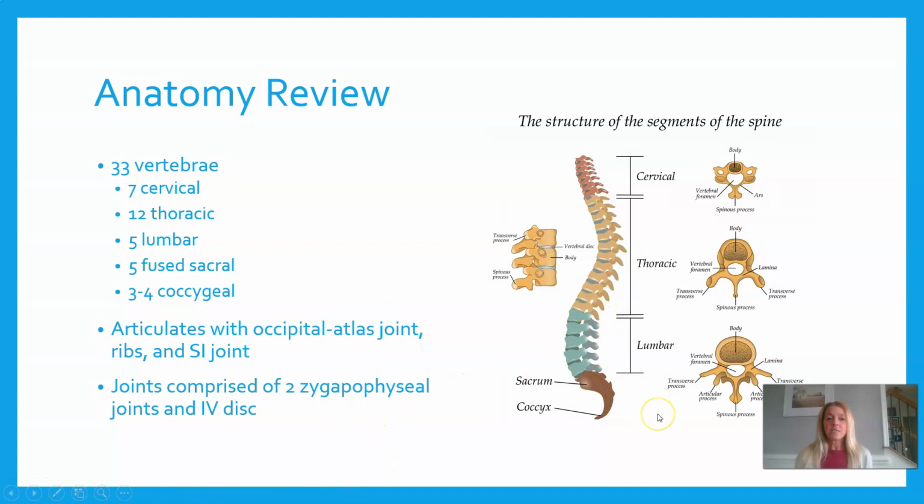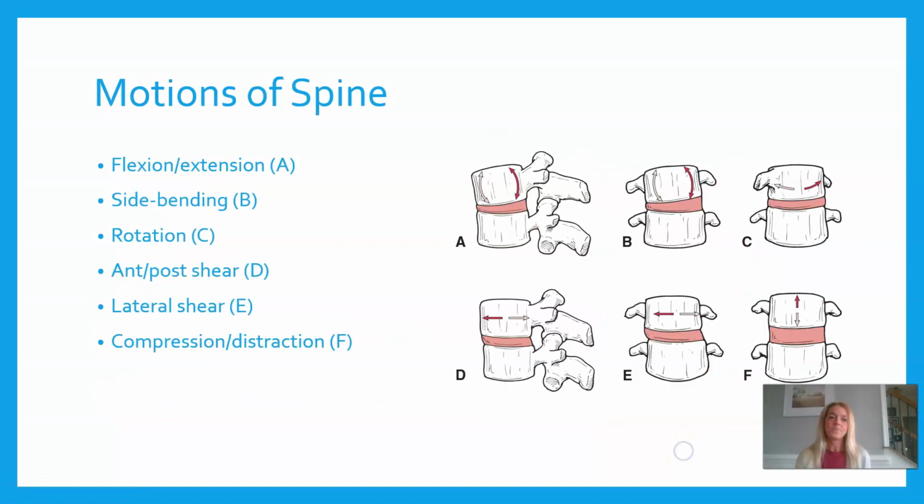The spine is going to articulate with the occipital atlas joint at the head and skull. It articulates with all of the 12 ribs, and then it also articulates with the SI joint in the lower part. Every joint of the spine or on the vertebrae is made up of 2 zygapophyseal or facet joints and an intervertebral disc. And you can also see in this picture here, just as a review again, the different shapes of the vertebral bodies as you go from cervical to thoracic to lumbar spine.